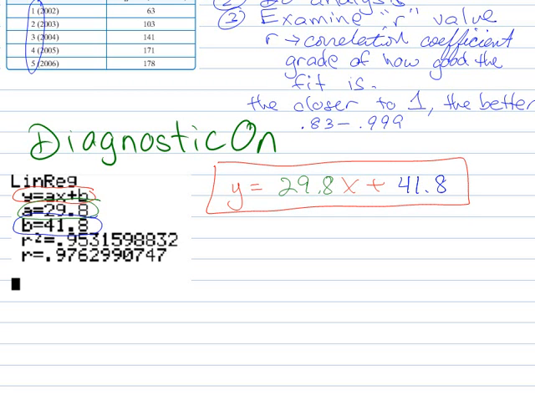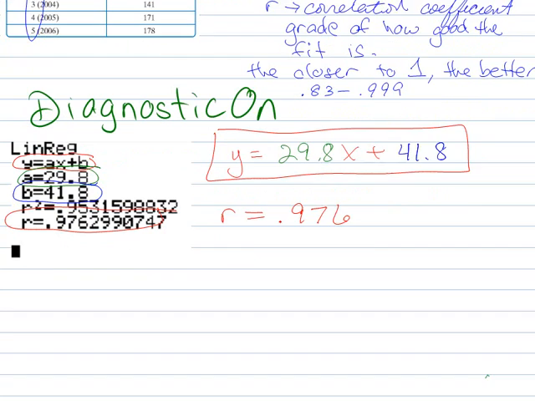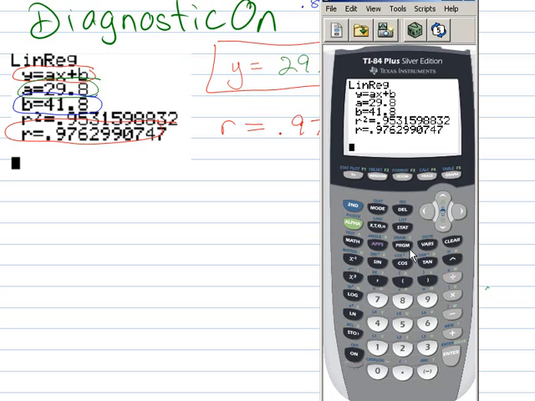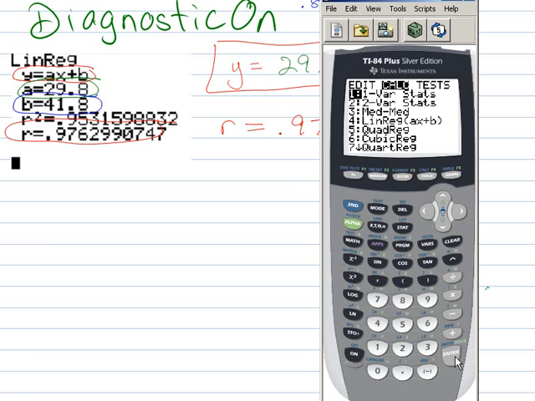Now, here is your r term, your correlation coefficient, of 0.976. So that's a pretty good fit. It's not perfect, but it's something. So that's our linear regression. Let's try another one. Go to stat, over to calc, and let's try a logarithmic.